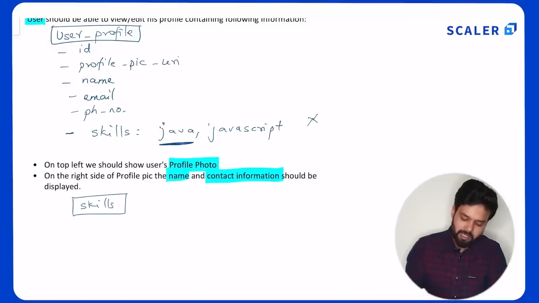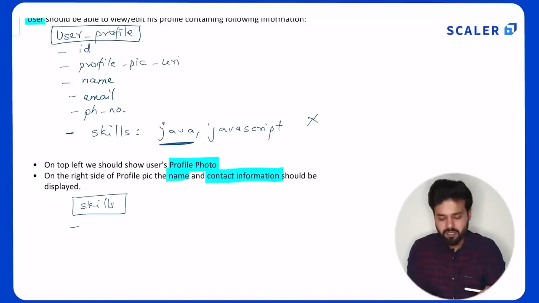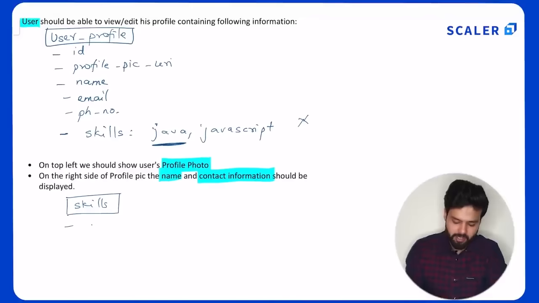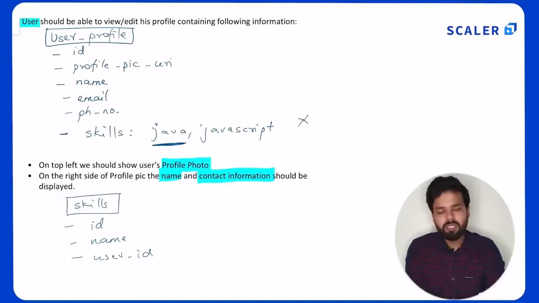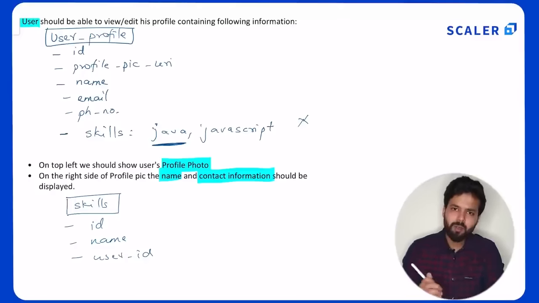Now this skill, there are two ways of adding skill, right? Either we can have the skill ID, name and user ID stored directly here. If I do something like this, then again, autocomplete will be slow because there will be multiple users and multiple users will be having multiple skills.